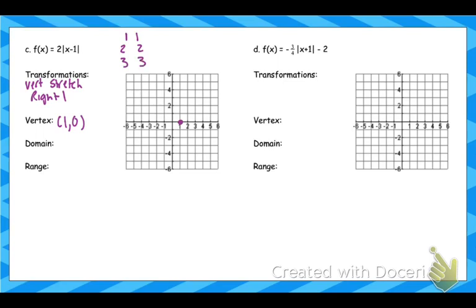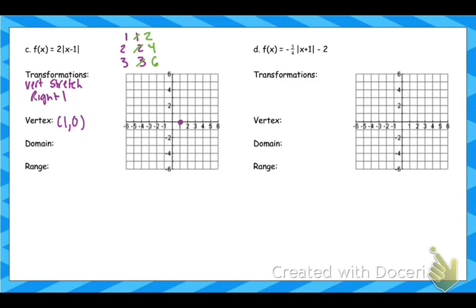Well, since this graph has been stretched vertically, instead of going over 1, up 1 from the vertex, we'll go over 1 and up 2 from the vertex. From the vertex, I'll go over 2 and up 4, and over 3 and up 6. Because we're stretching it by 2, it's changing those y's. And again, this is from the vertex, how it's going to change.